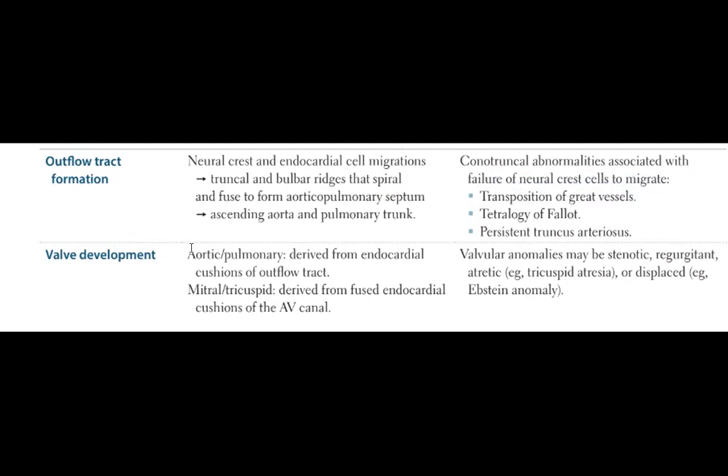Now, valve development. The aortic and pulmonary valves are derived from the endocardial cushions of the outflow tract. Please remember the word endocardial cushions because we will soon see its picture. The mitral and the tricuspid valves are derived from the fused endocardial cushions of the AV, atrioventricular, canal. Okay, valvular anomalies. Now again, the defects. Anomalies can be stenotic, regurgitant, atretic, such as tricuspid atresia, or displaced, for example Ebstein anomaly, in which it is displaced from its normal position.